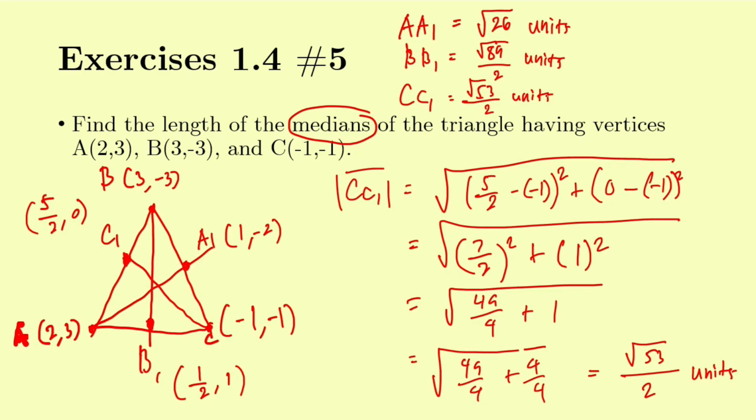So that's how we compute for the medians of a triangle given 3 vertices with coordinates. We use the midpoint first to find the point where the median passes on the opposite side of the vertex. And then we use the distance formula to compute the length of the median itself. Next example.